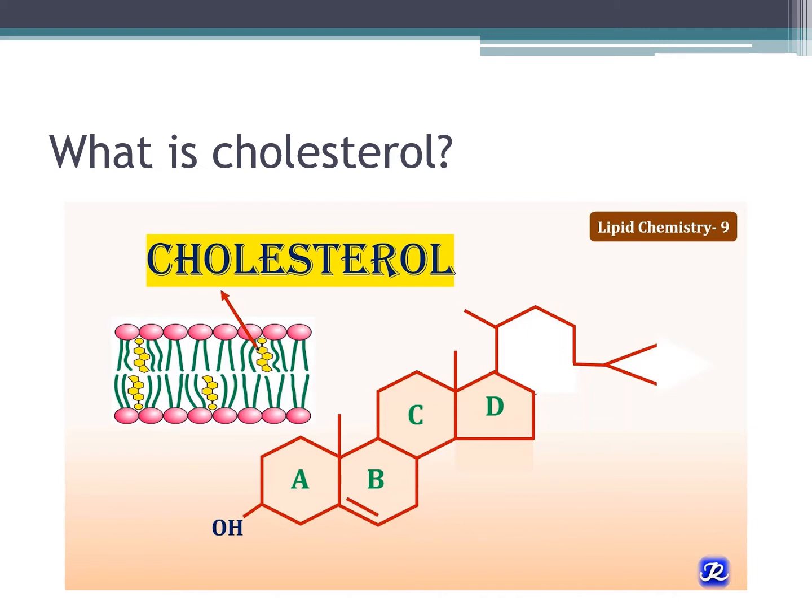As you can see, these are the four rings, and on carbon number two we have a side chain. And on the first carbon of the A ring we have a hydroxyl group.